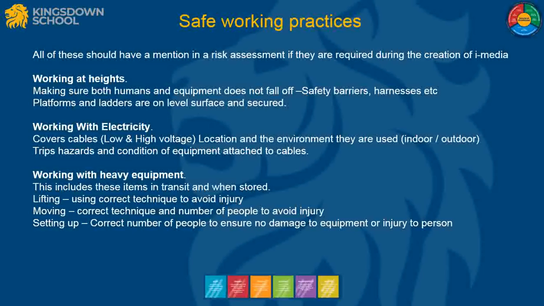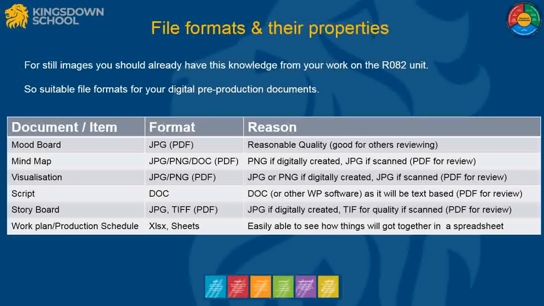So that's the Learning Outcome 2 requirements taken care of. Now let's have a look at these Learning Outcome 3s and the file formats. Now, you should probably remember most of this from working on your R082 unit. What I've done here is I simply listed the pre-production documents there that we are likely to come across, plus of course the work plan and the production schedules, and I've given you the type of formats that we'd probably expect to see and why we would use those.